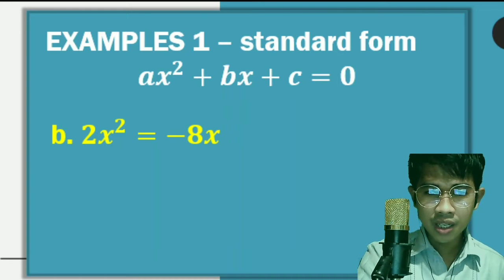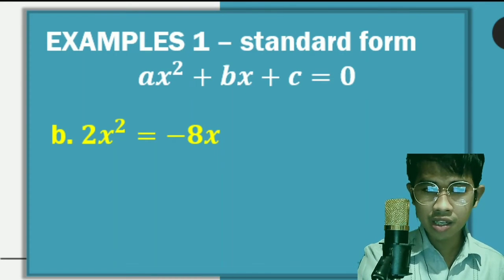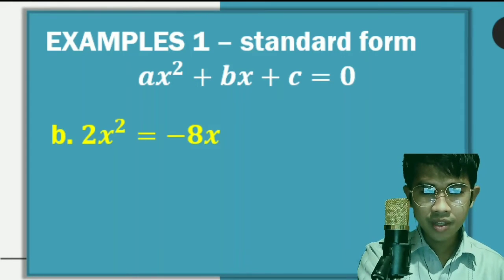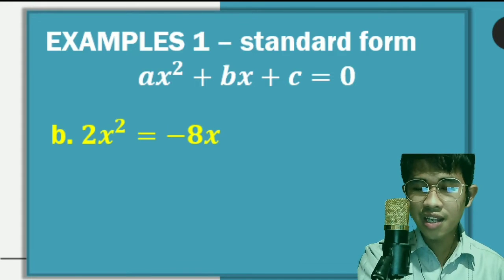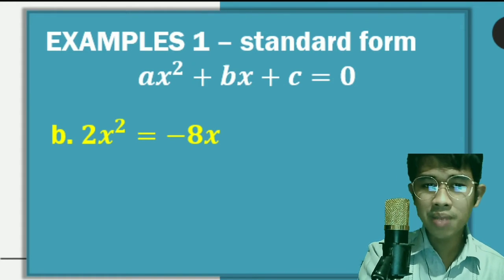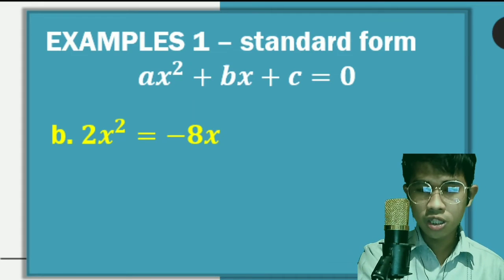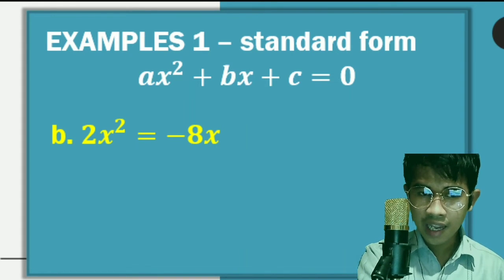So we have i-arrange naton sa insakto. 2x squared dapat ara siya sa una nga term. Then i-transfer ta na ang negative 8x sa piyak nga side para mag-equal to 0 siya. Sundon ta ang aton nga standard form equation. I-transfer ta ang negative 8x.